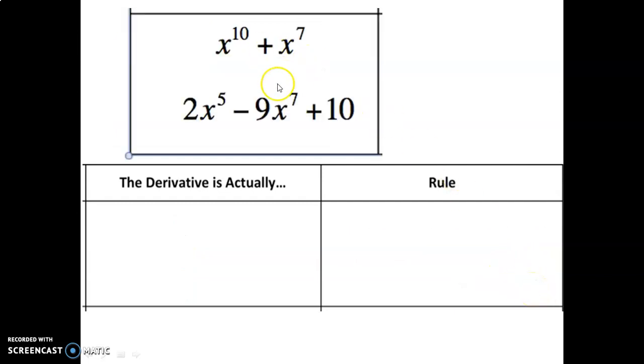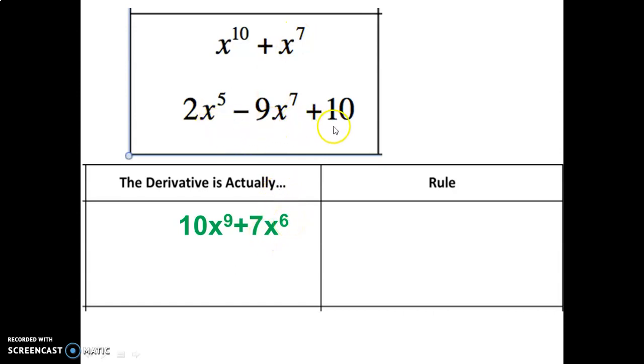Okay, how about this? So we're just taking small steps forward. Now we have x to the 10 plus x to the 7. What do you think the derivative of that will be? I hope you were thinking this. Drop the 10 down using the power rule, reduce this by 1. And then for this one, do the same thing. Drop the 7 down, reduce this by 1.